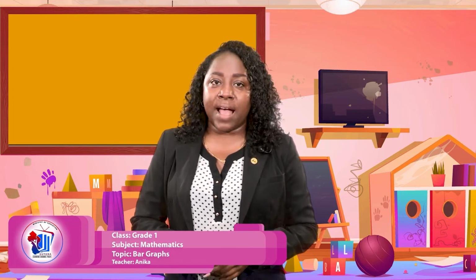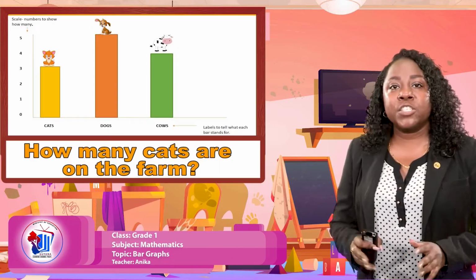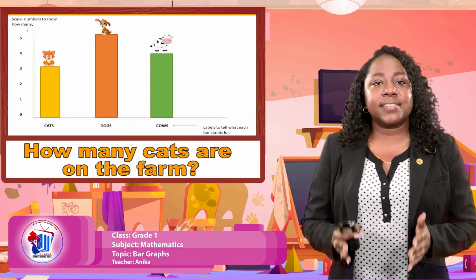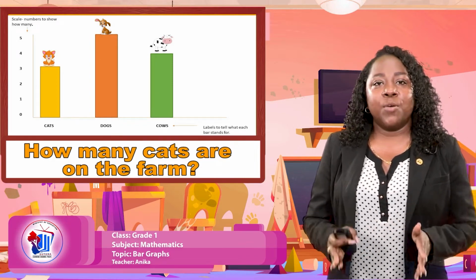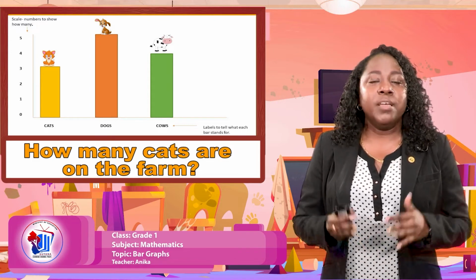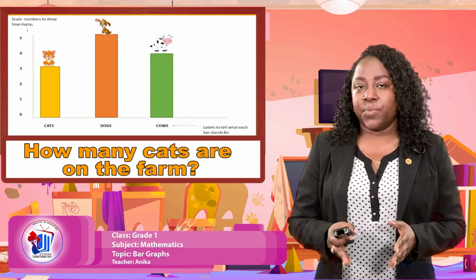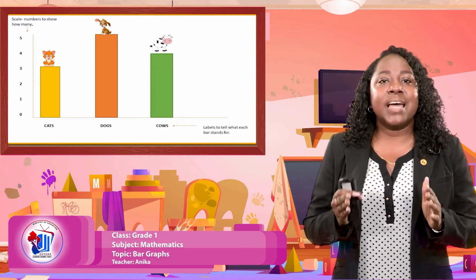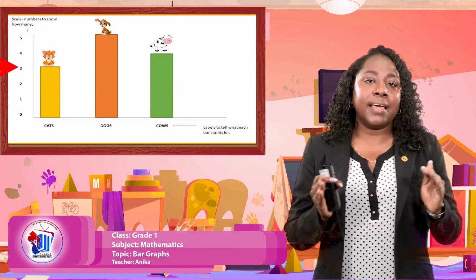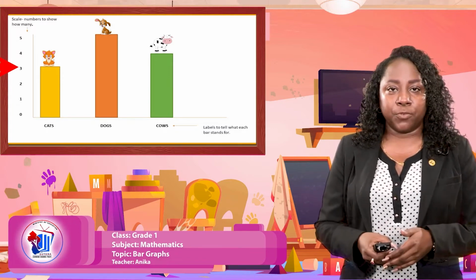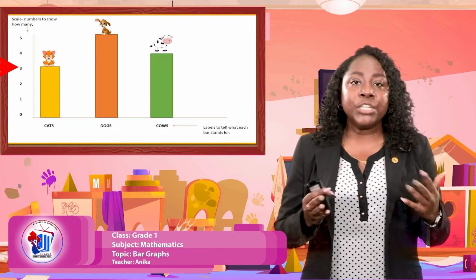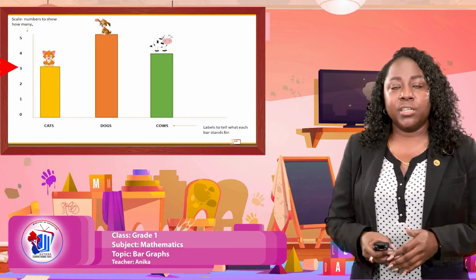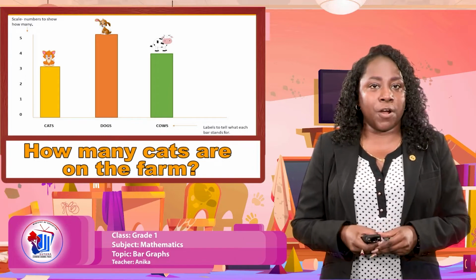Okay? All right, so I have some questions for you because I want to see if you would be able to read the bar graph to answer these questions. The first question is, how many cats are on the farm? Now, for you to know how many cats are on the farm, you'll have to look at the bar graph. Check to see where the bar stops at, and that would be your number. So you're looking at the number on the side of the graph. That's where the score is. So look at the graph and then answer the question, how many cats are on the farm?